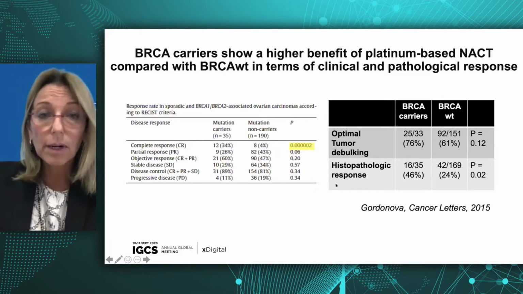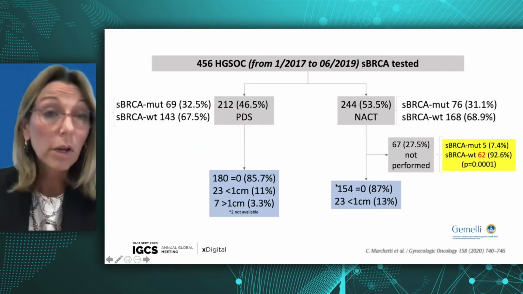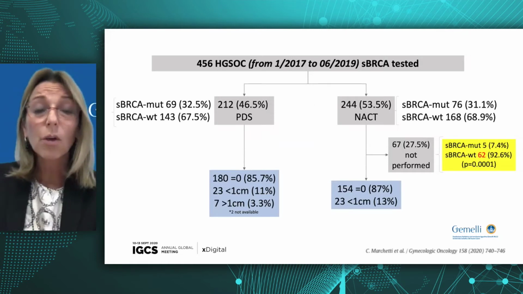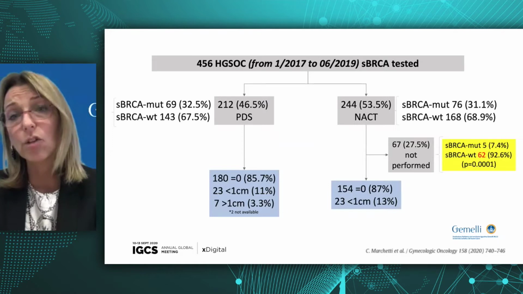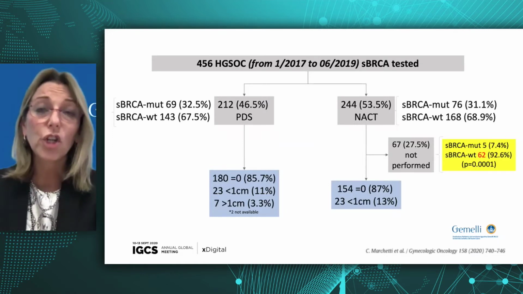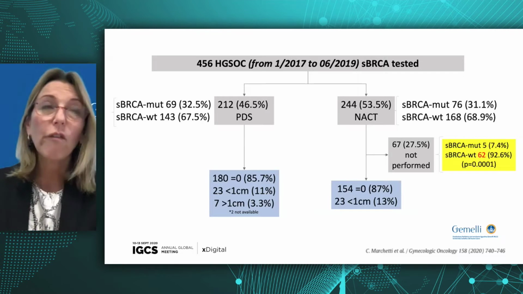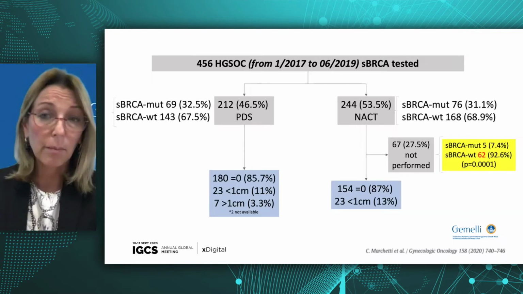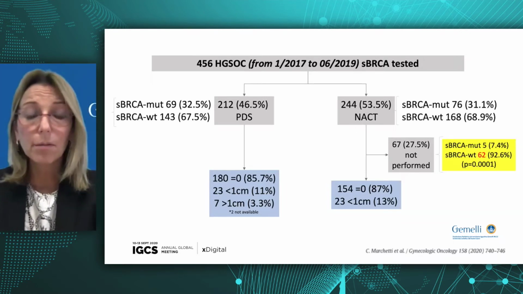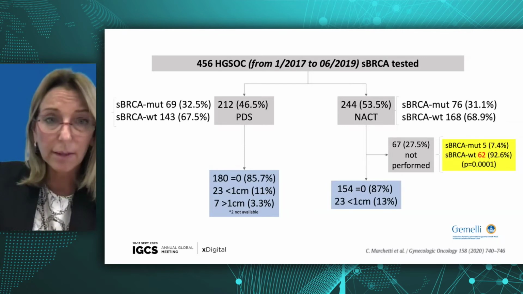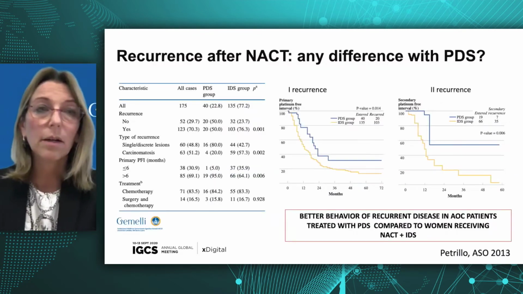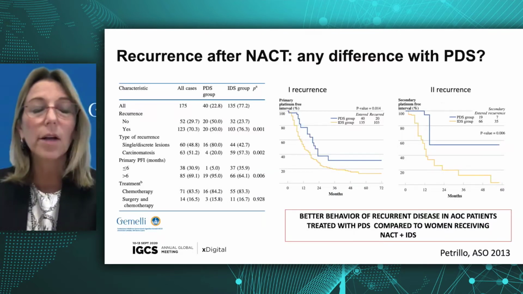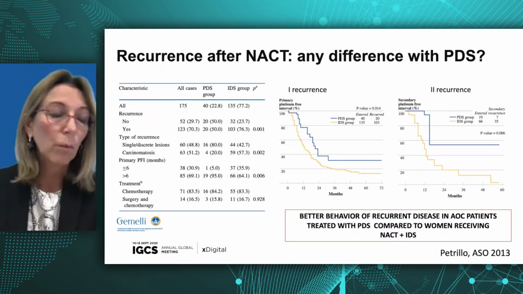And also in our series of around 456 patients who were tested for BRCA somatic mutations, you can see that among those cases who received neoadjuvant chemotherapy, those who did not achieve interval debulking surgery for stable or progressive disease had mainly a wild type BRCA status, 92.6% versus 7.4%. Now, the last point is whether neoadjuvant chemotherapy is able to induce any kind of chemoresistance with respect, of course, to primary debulking surgery?